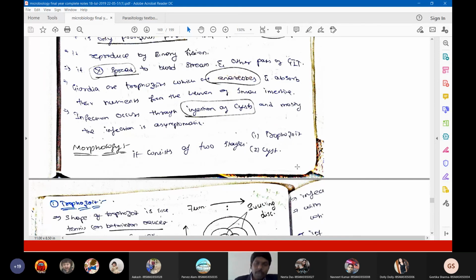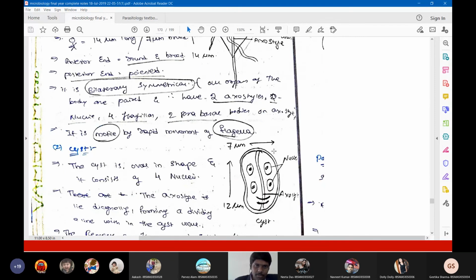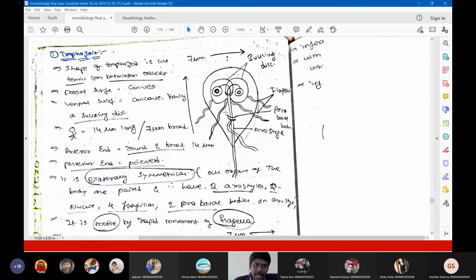Then coming to the morphology, we have two types: trophozoite morphology and cyst morphology. So this is the trophozoite. The anterior end looks round and broad, and the posterior end looks pointed, and it has two sucker discs. It has a dorsal surface and a ventral surface. In order to understand the dorsal and ventral surface, you need to know the three-dimensional structure of this Giardia lamblia, the top and the down portion. So the down portion is called dorsal and the top portion is called ventral, right? So ventral will be concave in shape and the dorsal portion will be convex in shape. I think I said wrong here.